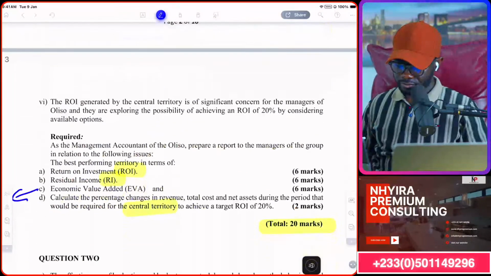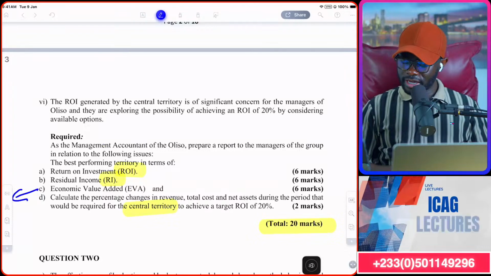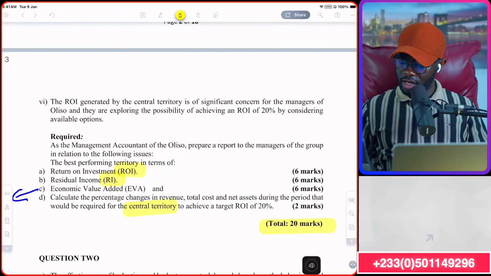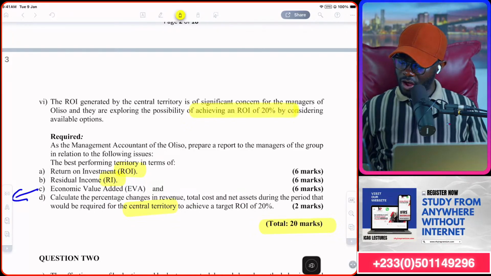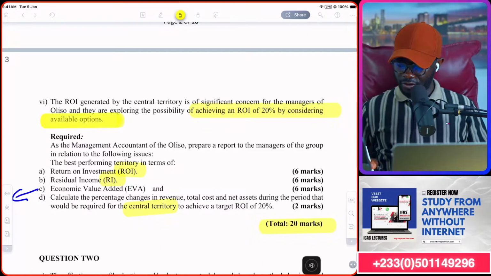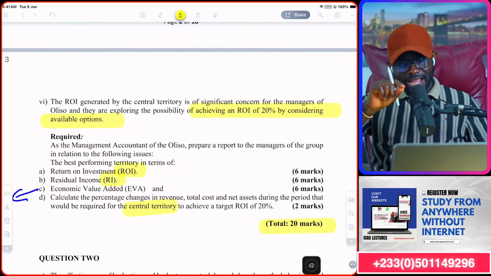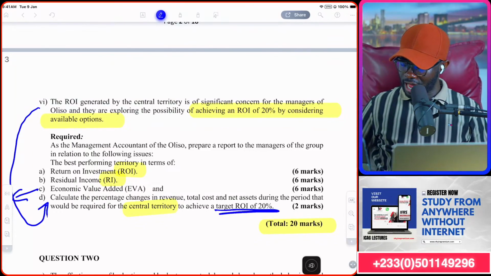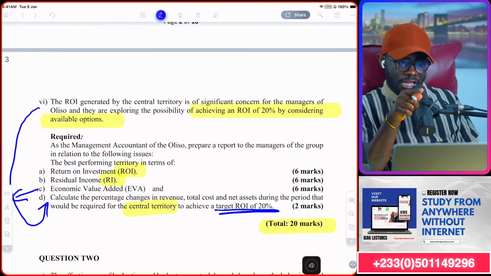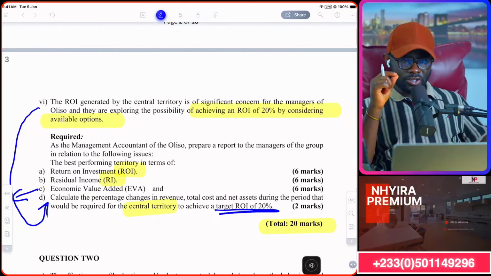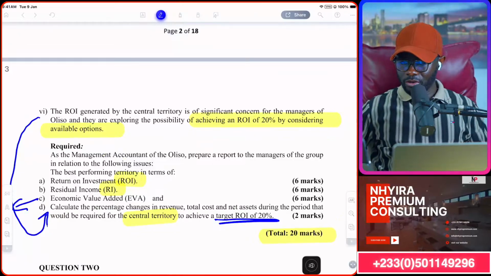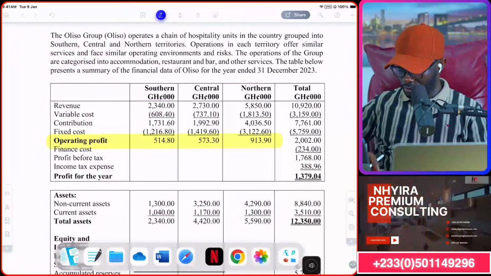Let's continue. Note VI. The ROI generated by the central territory is of significant concern for the managers of OLISO, and they are exploring the possibility of achieving an ROI of 20% by considering available options. Okay, that note could be connecting us to the D aspect of the question, the target ROI of 20%. So note VI is connecting us to the D aspect of the question, and we'll come back to that in a moment. So we are done reading. Let's get goosebumps and begin to do our work.